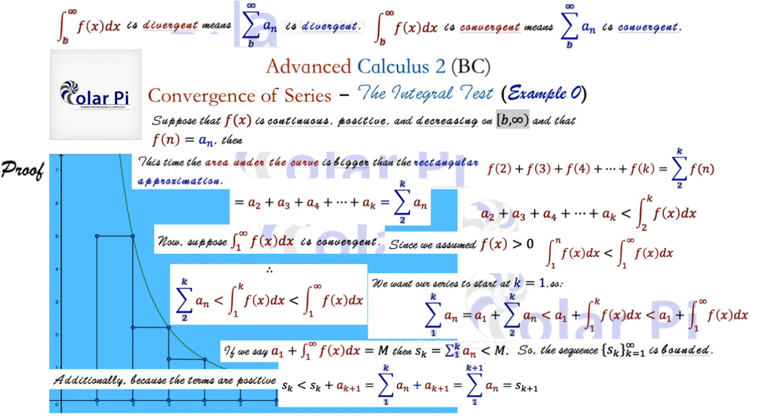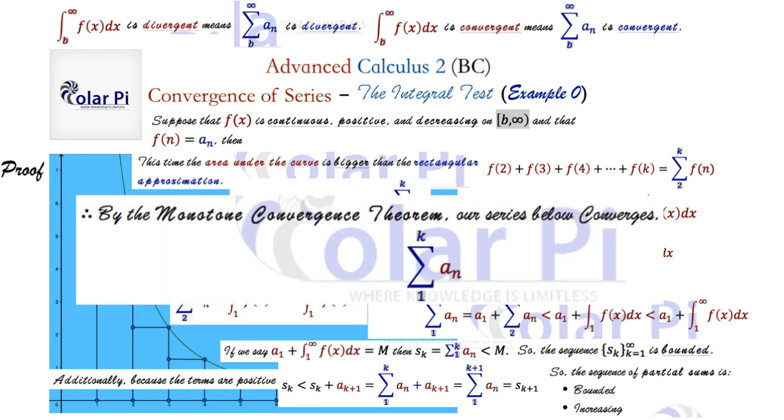Okay, now recall the monotone convergence theorem, which says that if you have a bounded increasing or decreasing sequence, then that sequence must be convergent. So from these two things, being bounded by m and what I stated here, we see that our sequence of partial sums, these guys, are bounded and increasing. And therefore, voila, by the monotone convergence theorem, the series converges. Yeah? Okay, cool. This completes the proof, and examples 1 and 2 will follow.